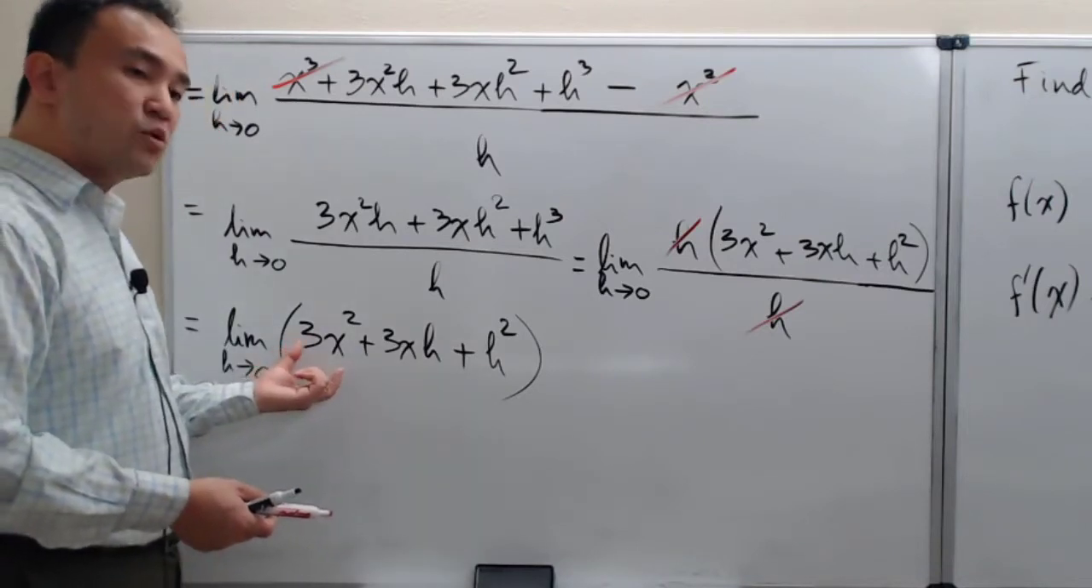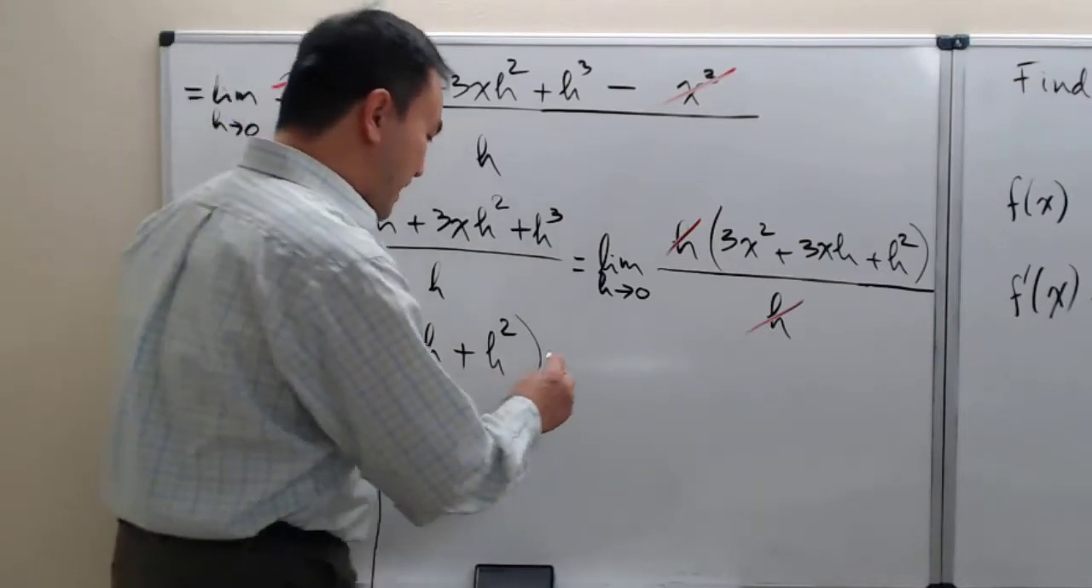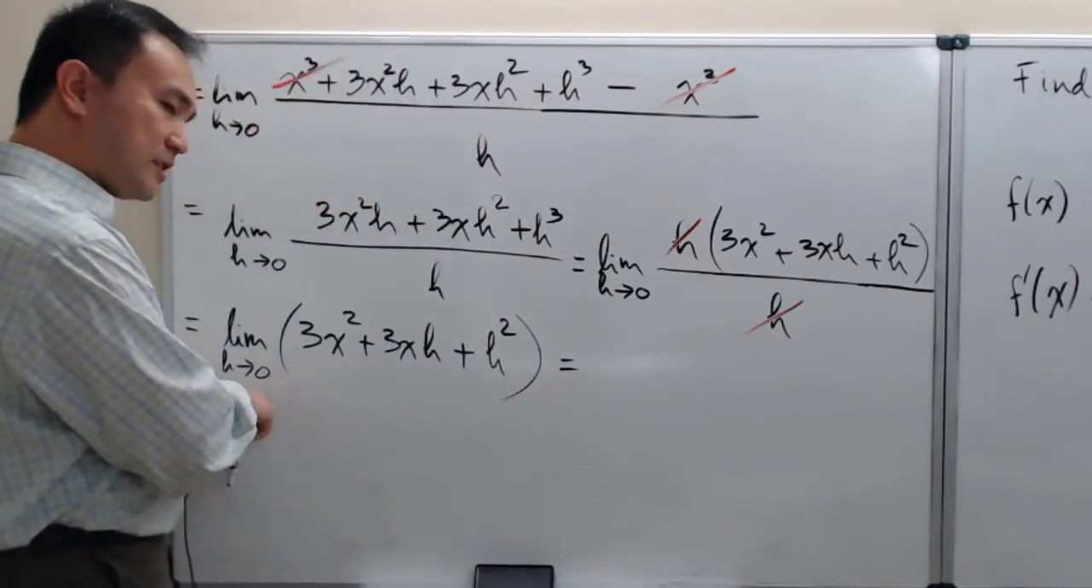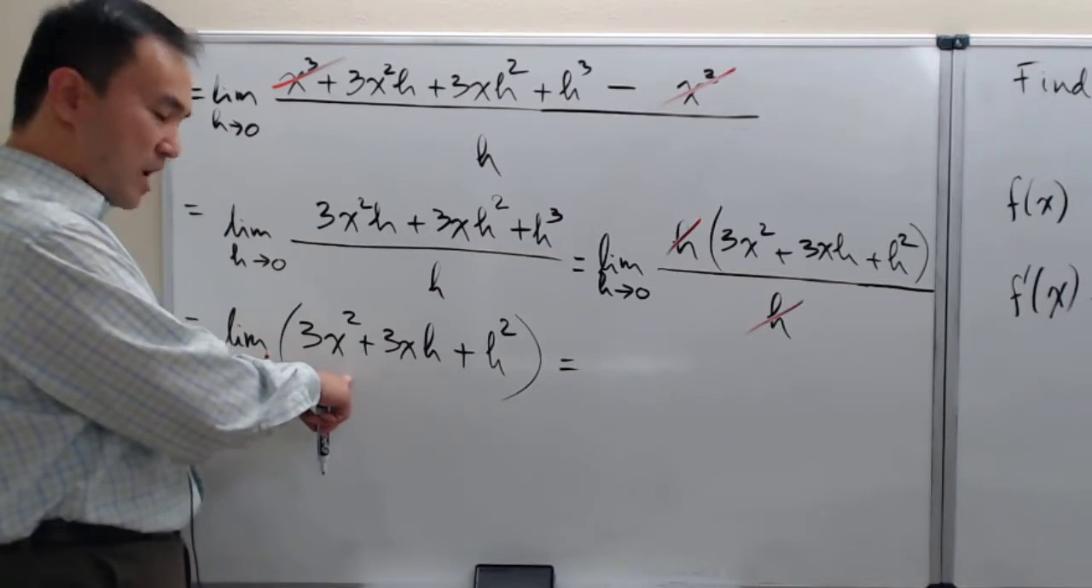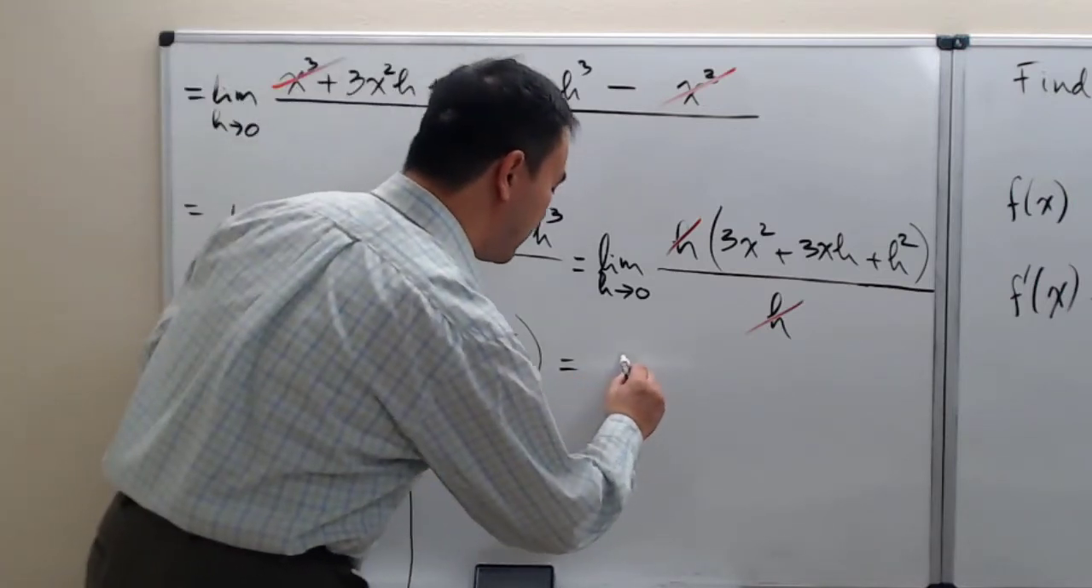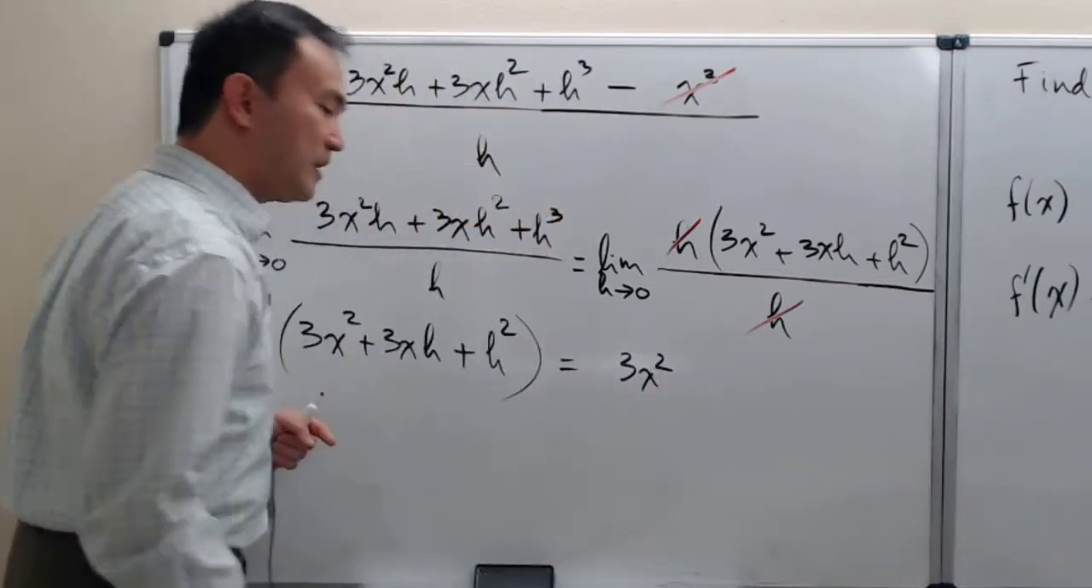3x squared is, in other words, independent of h. And so in that way, as h gets closer to 0 under the concept of limits, the first term, independent of h, remains exactly the same. So we're looking at 3x squared for the first term.